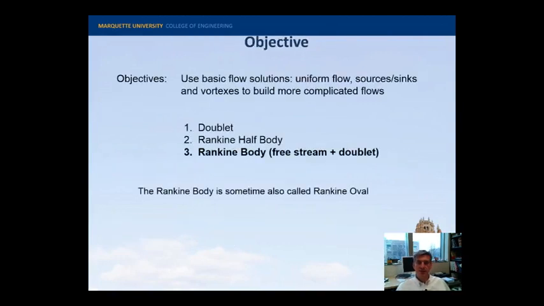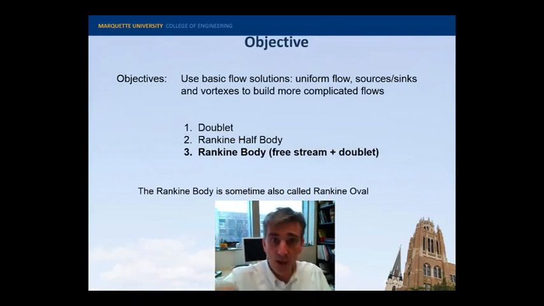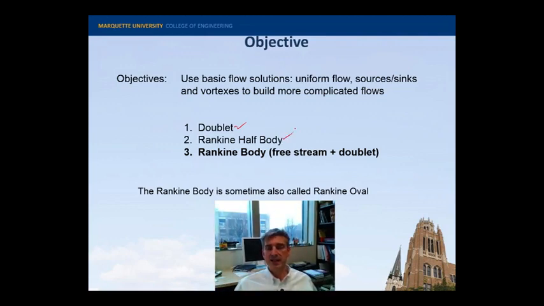The objective today is to continue in our series of more complicated flow fields by looking at the doublet. We looked at the Rankine half body, and today we're going to combine a free stream with the doublet to form the Rankine body. So that's basically flow over a circular cylinder. If you look in the literature, this is often called the Rankine oval. So you'll see it listed either way if you look it up in a book.